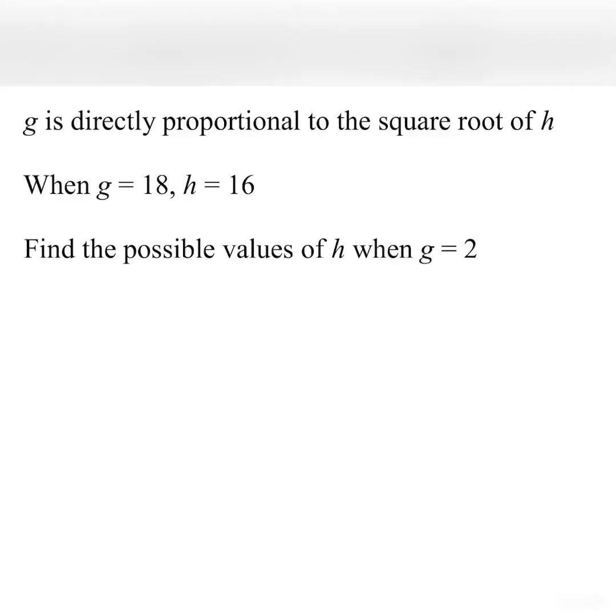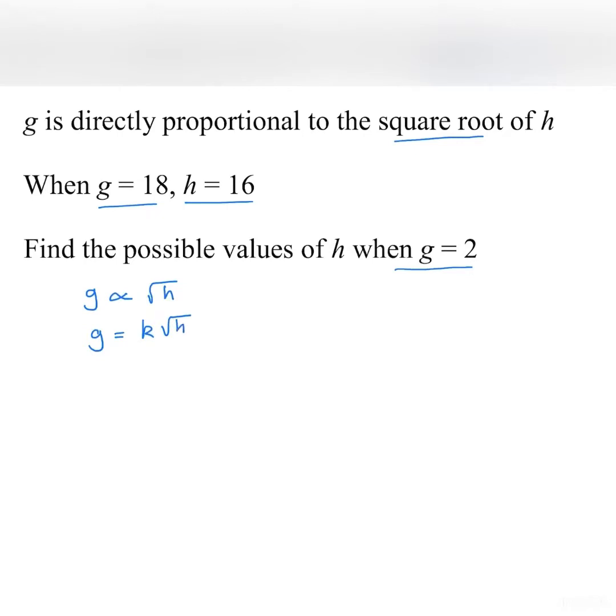Okay, so now we move on to questions with squares and square roots in direct and inverse proportion. It says g is directly proportional to the square root of h, and when g is 18, h is 16, and find the possible values of h when g is 2. So we start off the question exactly the same way. So try to link these two variables together. So g is directly proportional to the square root of h, so not forgetting the root sign, and then g equals the constant times root h.